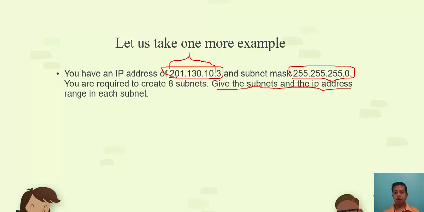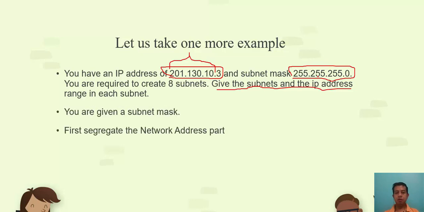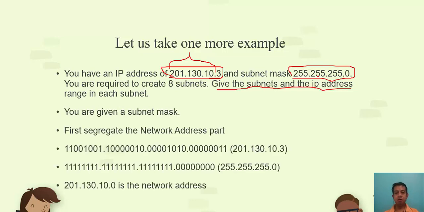Now as humans, just by looking at it, because it's a class C network, I can simply say that 201.130.10, this is my network part. But since we are dealing with networks, first let's follow the process to segregate the network part and the host part. How do we segregate? By simply using this default subnet mask. So you are given a subnet mask, so first segregate the network part and the host part.